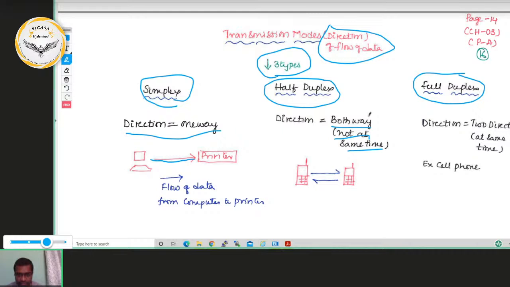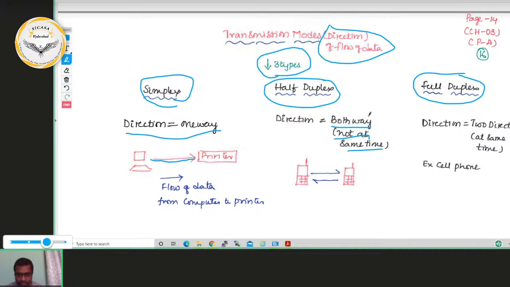So what do you mean by full duplex communication? Full duplex communication is nothing but the direction will be in both directions at the same time. So that is called as a full duplex transmission. A perfect example is cell phone communication. Your cell phone communication is a full duplex transmission.